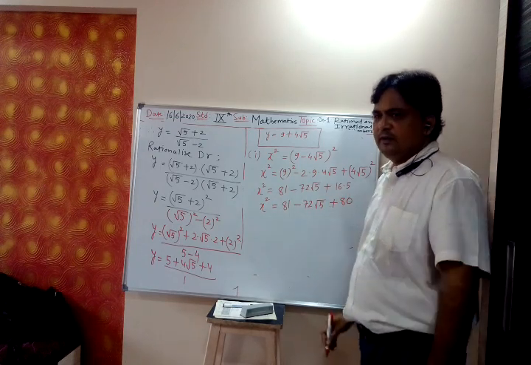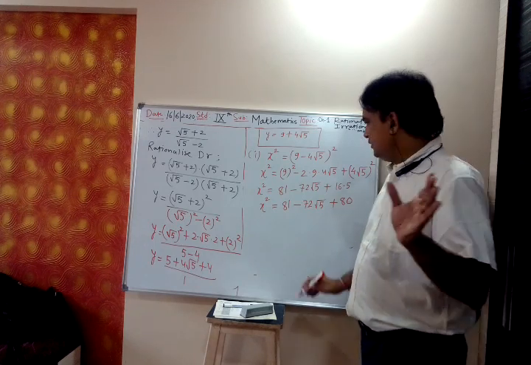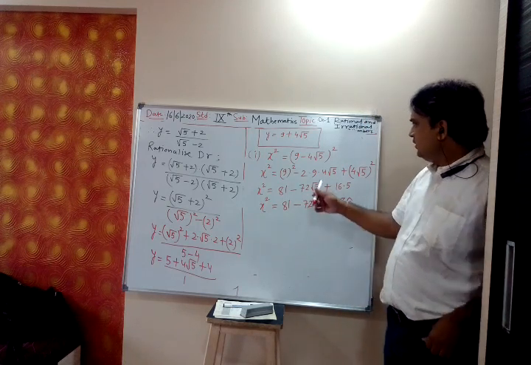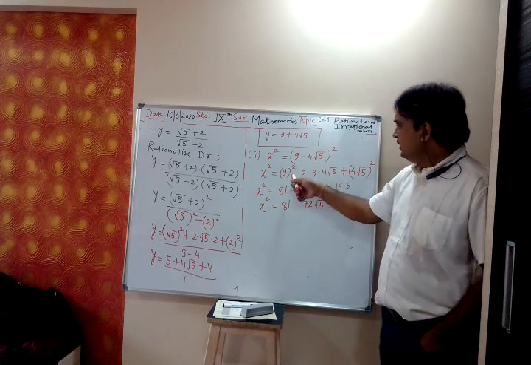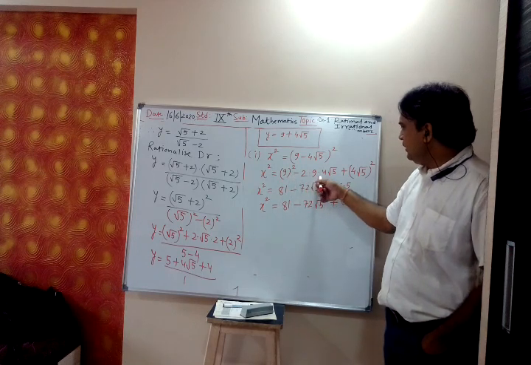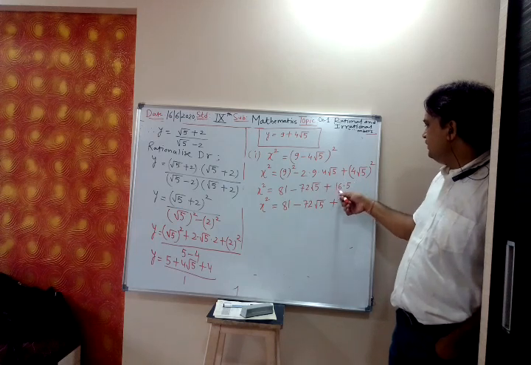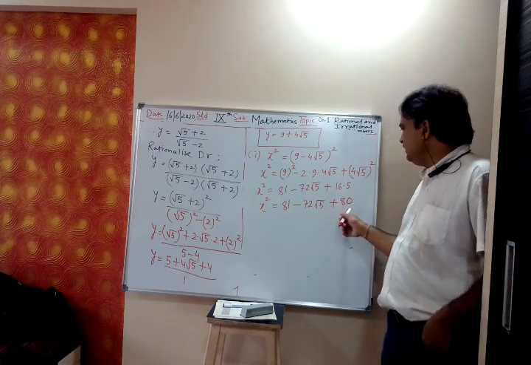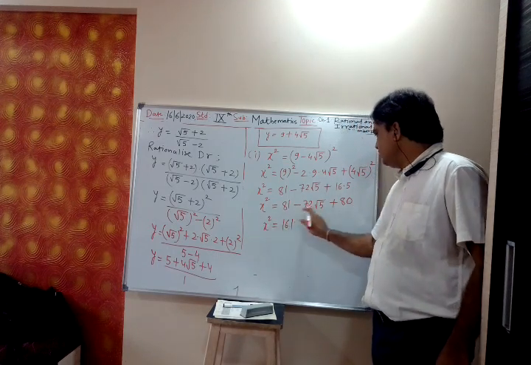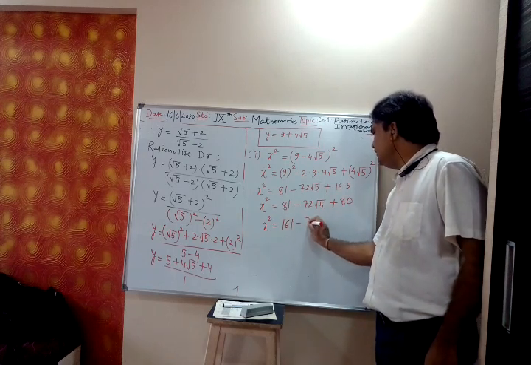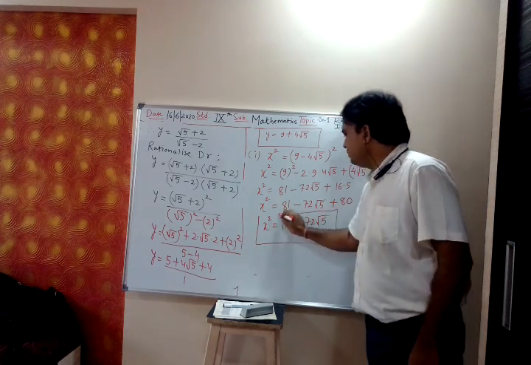Now it is clear, board? No, a minus b whole square is a square minus 2ab plus b square. So 4 square 16, root 5 square 5, 16 into 5, 80. 81 plus 80, 161, minus 72 root 5. This is the value of x square.